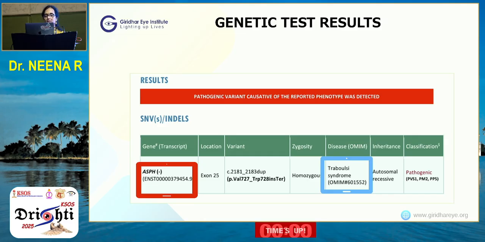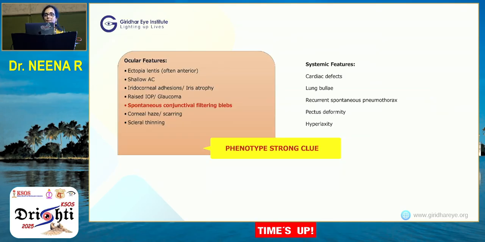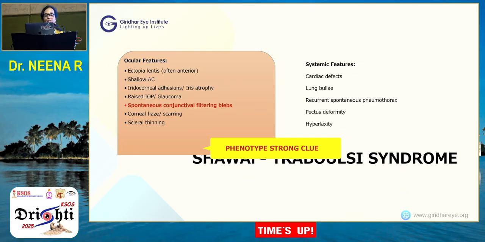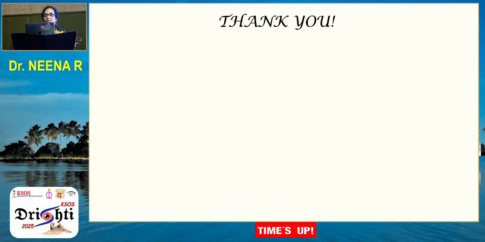So it's a very rare syndrome, but remember that all subluxated microspherophakic high myopes are not Marfan's. They could be having this phenotype. So that was just a big eye opener. Thank you very much.